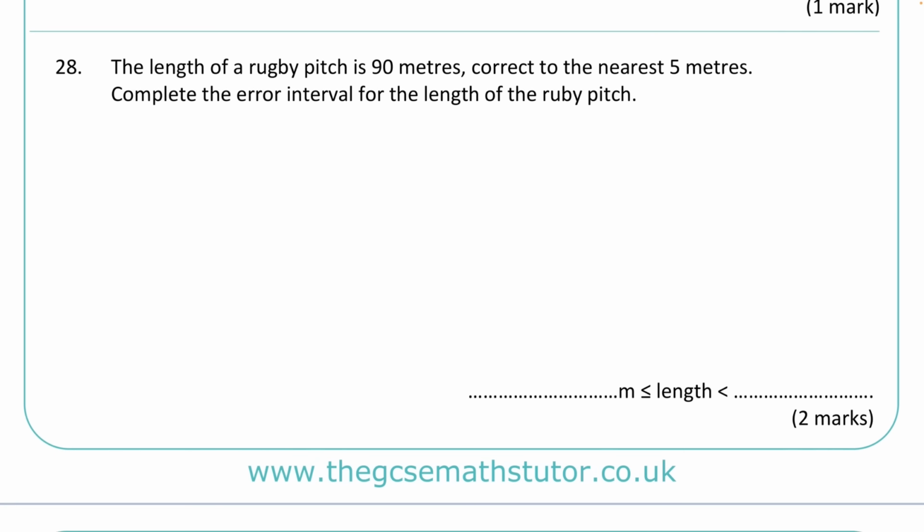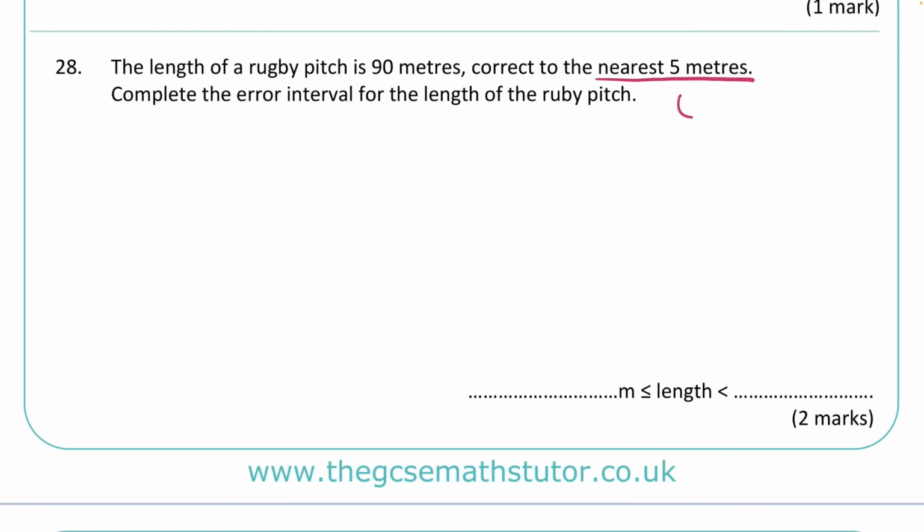We have an error interval. It says the length of a rugby pitch is 90 metres, correct to the nearest 5 metres. Complete the error interval for the length of the rugby pitch. Now watch out carefully, because normally nearest metre would have been very nice, but with nearest 5 metres I've got to be very careful.